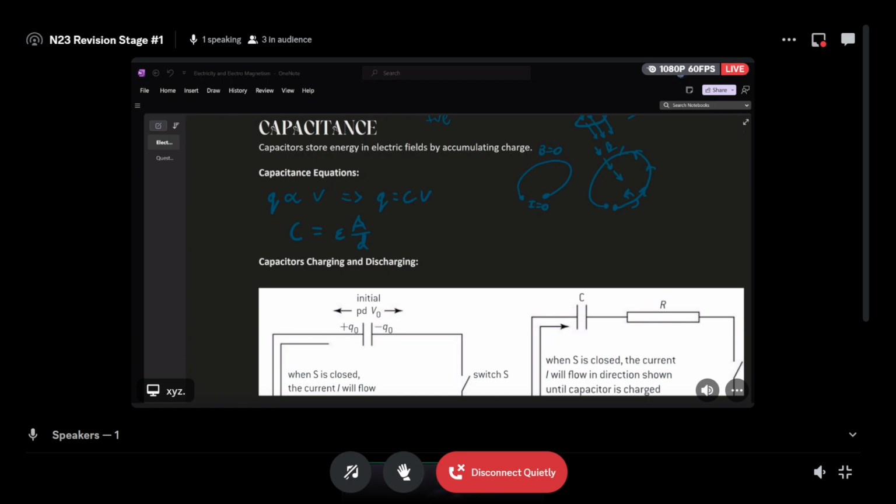Q is the charge stored in the capacitor. So you'll have a negative charge on one side and a positive charge on the other side, and Q is the charge stored. It's a charge difference between the two plates.